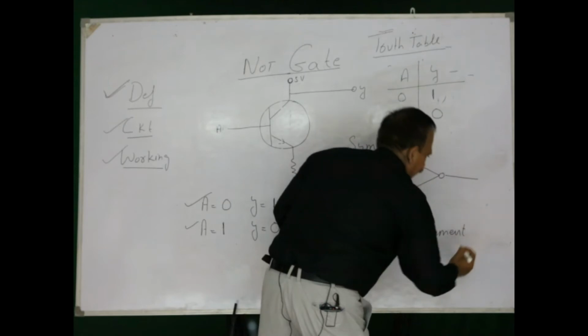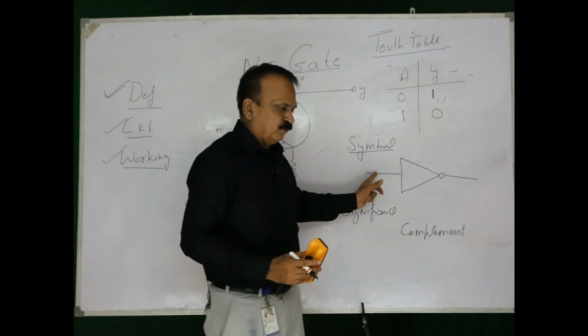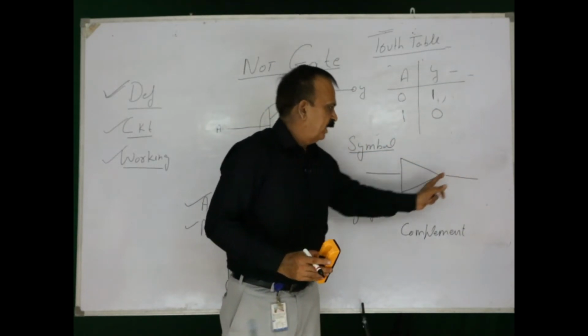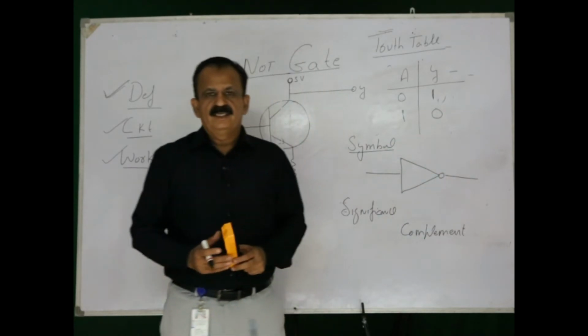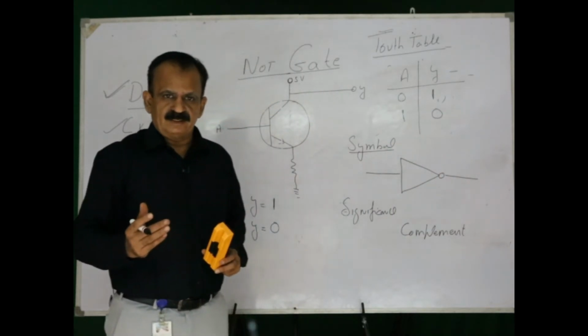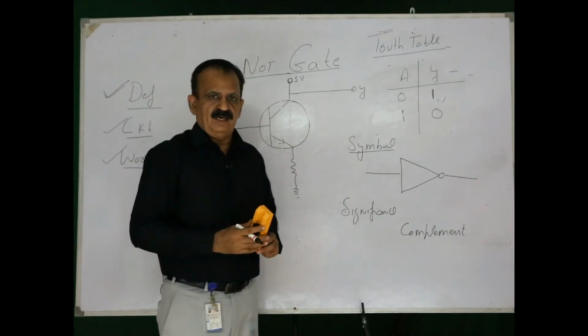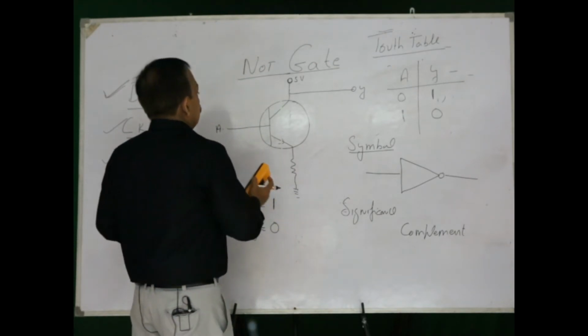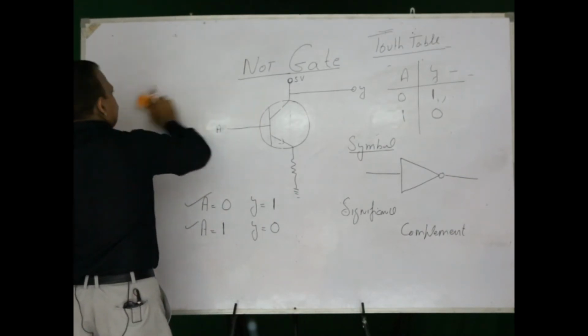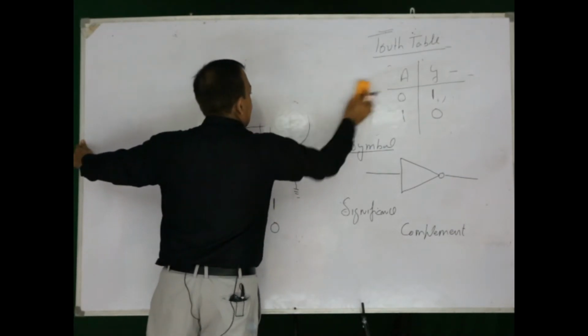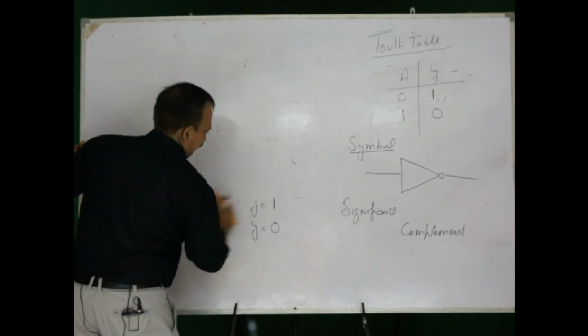It represents complement. If input is 0, the output is going to be 1, and if it is 1, the output is going to be 0. That means the output is complement of input. Now we are familiar with 3 gates, and the topic of discussion for this lecture is basically the 3 gates.